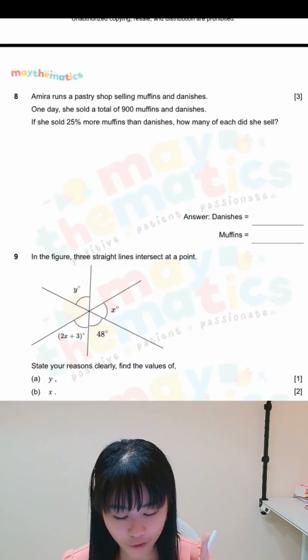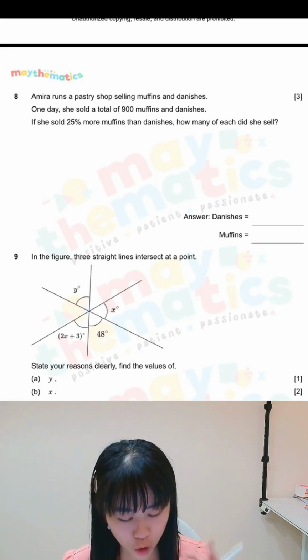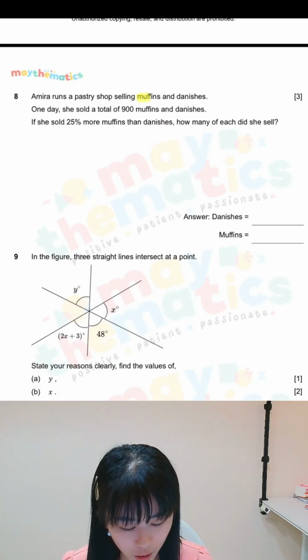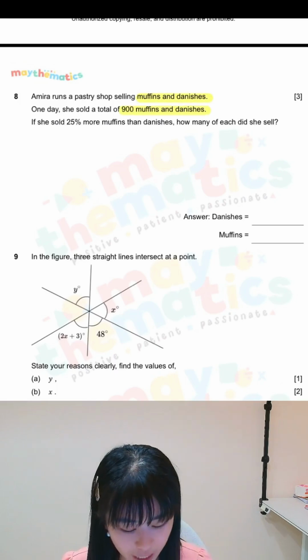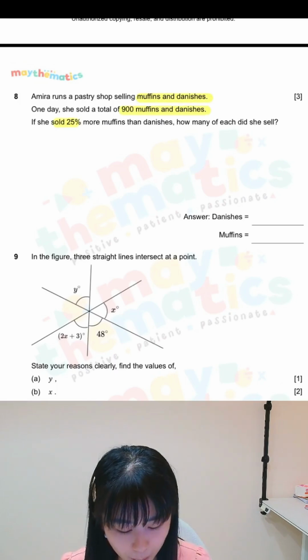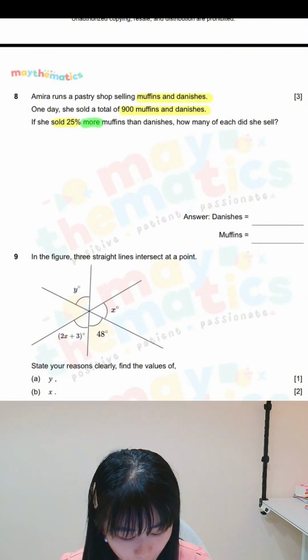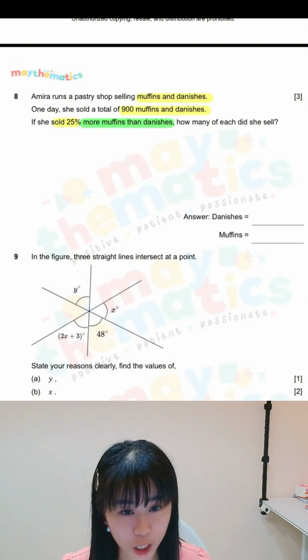Number 8, we have Amira runs a pastry shop selling muffins and garnishes. One day she sold a total of 900 muffins and garnishes. She sold 25% more muffins than garnishes. How many of each did she sell?